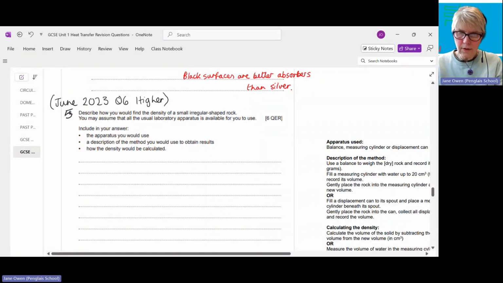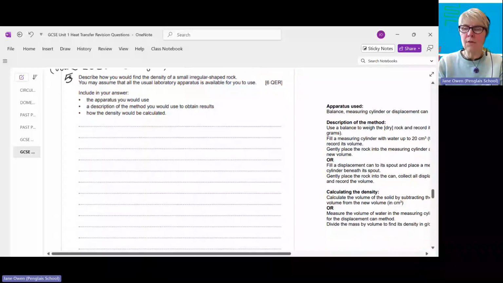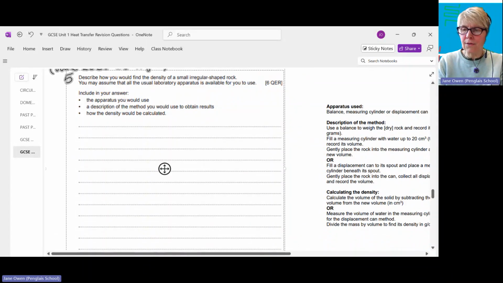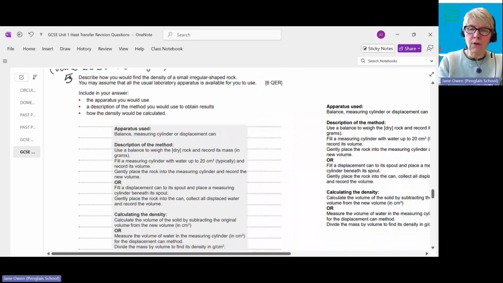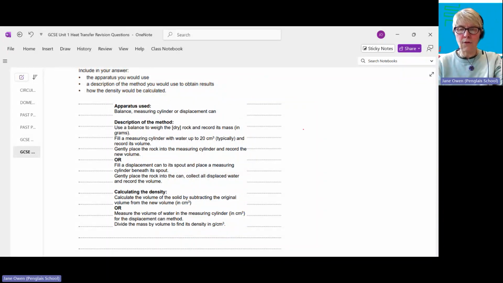Okay, so have a look at this one. Higher question. All right. Exactly as I predicted in terms of if it's higher, you would have to choose your apparatus, you would have to say your method and how you would measure the density. So you need a mass balance. I'm going to put this over here and talk you through this. Okay, you need a balance, you need a measuring cylinder, or you can use the displacement can like I've shown you before. A description of your method, so weigh the rock, record its mass.